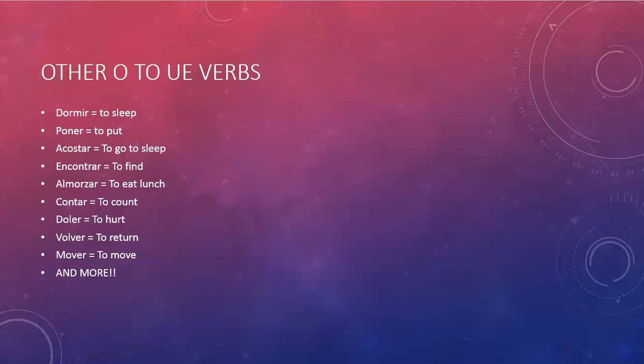Unlike jugar, which is pretty much all by itself, there are a ton of other O to UE verbs. These are just a small sampling of the ones that exist. These are the ones you're most likely to come across in everyday conversation and also in Spanish 1 class. So there's dormir, which means to sleep, poner, which is to put, acostar, which is to go to sleep, encontrar, which is to find, almorzar, which is to eat lunch, contar, which is to count, doler, which is to hurt, volver, which is to return, and mover, which is to move.